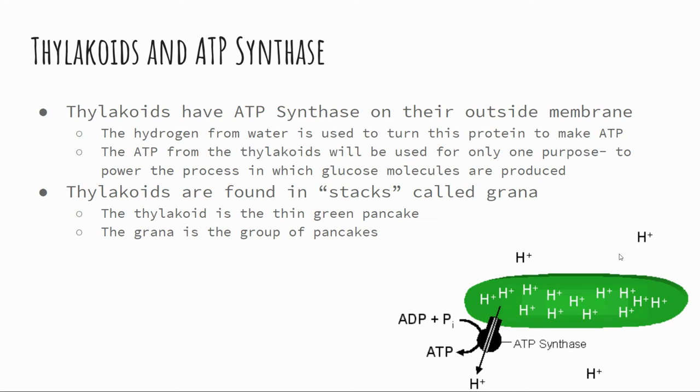Well, their only way out of the thylakoid is through this protein, ATP synthase. As they rush through this structure, it spins like you spin a top, right? And every time it spins, it's producing ATP, which is going to be used to build glucose. All right, so thylakoids are found in stacks, and the stacks are called grana.